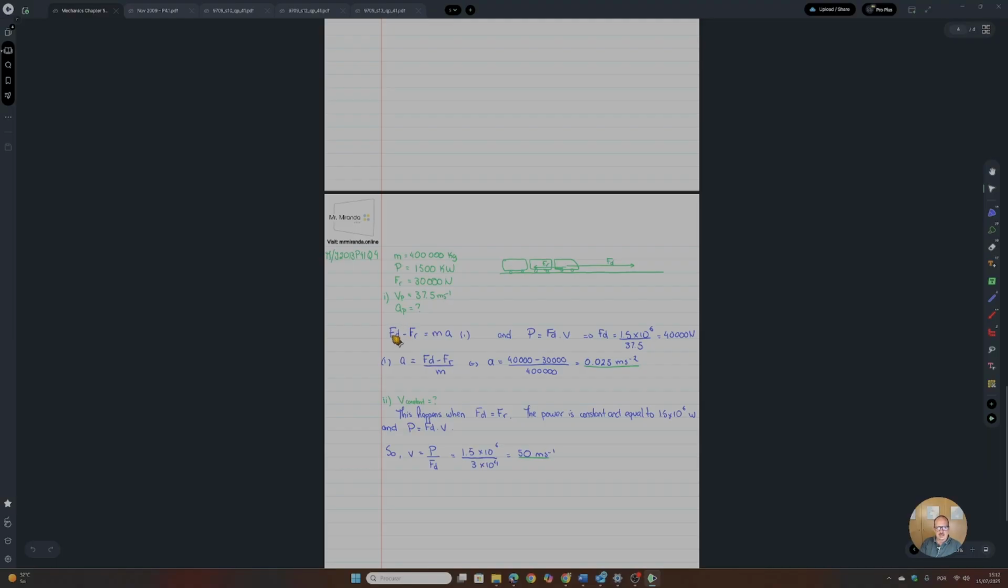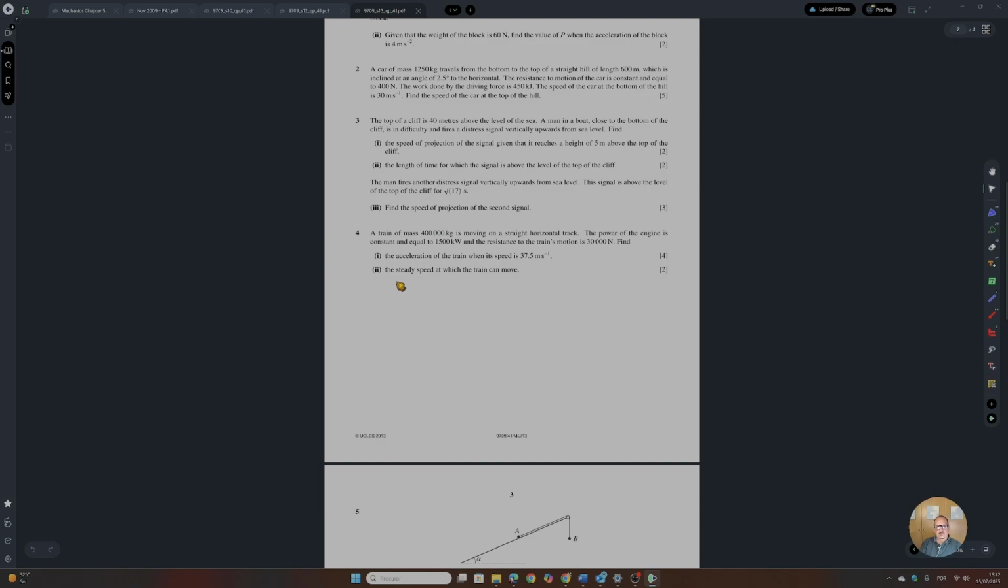For that, you have to use the fact that you have the power and the speed. You can calculate the driving force: it is the power divided by the speed, 40,000 newtons. Okay, so now you can just rearrange the formula, substitute all the values, and you have the acceleration. What was the second question again? The steady speed at which the train can move. What is this steady speed?